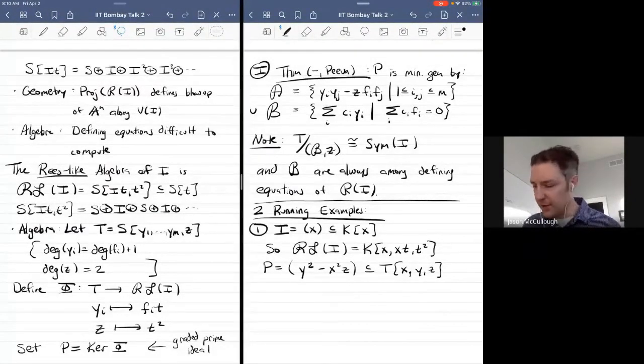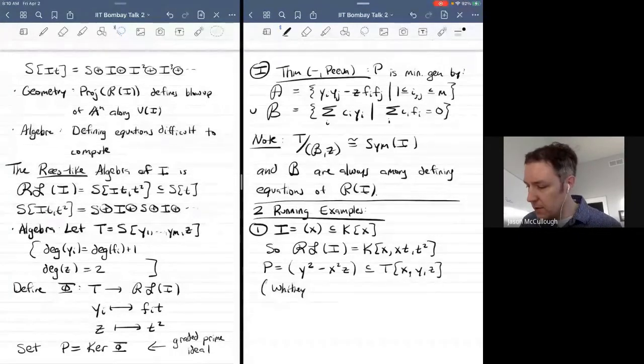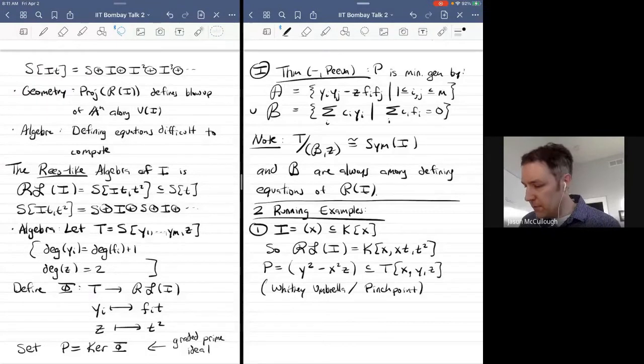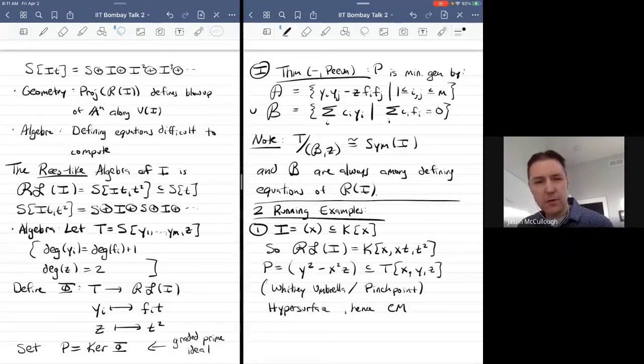And you may recognize this. So this is something called the Whitney umbrella, or some people call this the pinch point. So the only thing I want to note for now is that this is a hypersurface, hence it's Cohen-Macaulay. And this is about the only case in which a Rees-like algebra is Cohen-Macaulay.